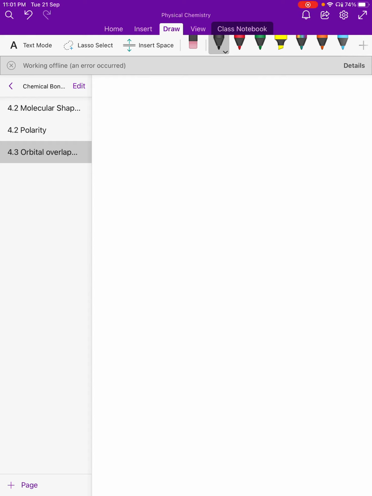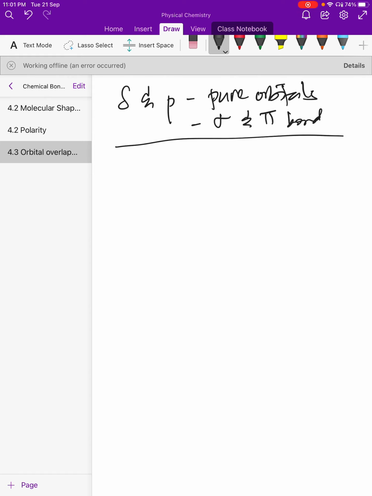Now we shall see some examples for overlapping of pure orbitals. S and P are known as pure orbitals. And in my previous video, I already showed you how sigma and pi bonds are formed. So using these two ideas, overlapping of pure orbitals and the formation of sigma and pi bonds of S and P orbitals, we are going to see a few examples.